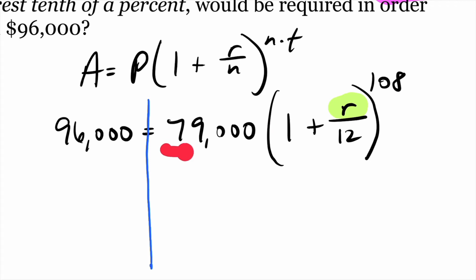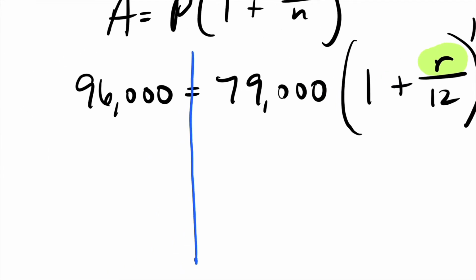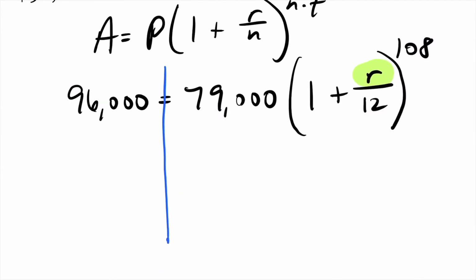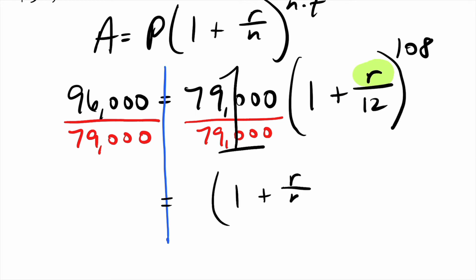But what I look at is this 79,000. It's 79,000 times that, right? So the opposite of 79,000 would be to divide by it. Divide both sides by 79,000. So on the right side, anything divided by itself just makes a giant 1, so that's no longer there. So I just have 1 plus r divided by n to the 108.